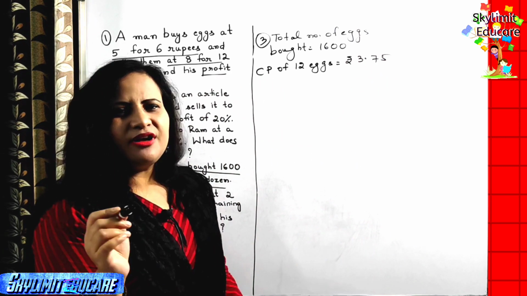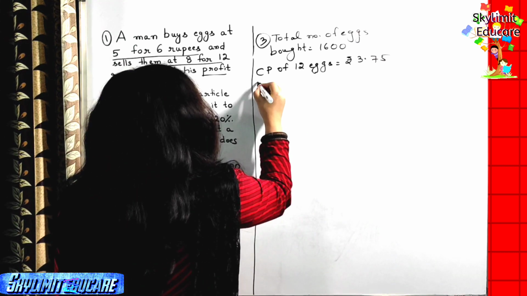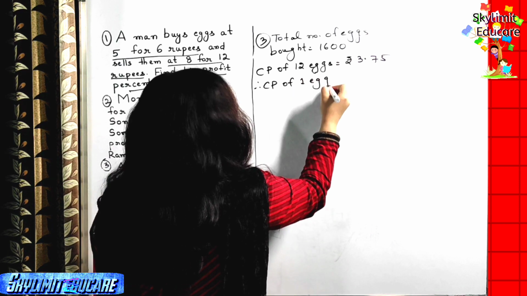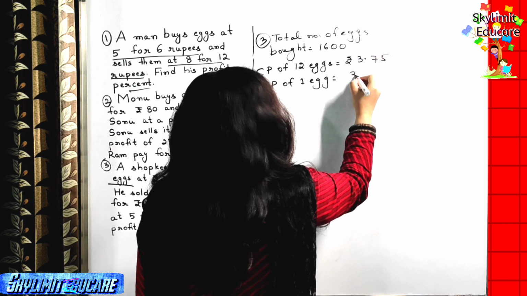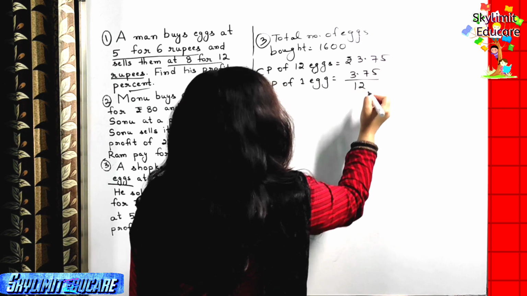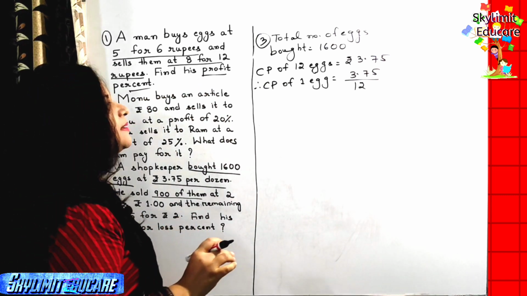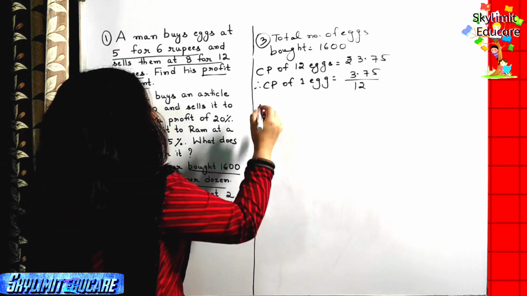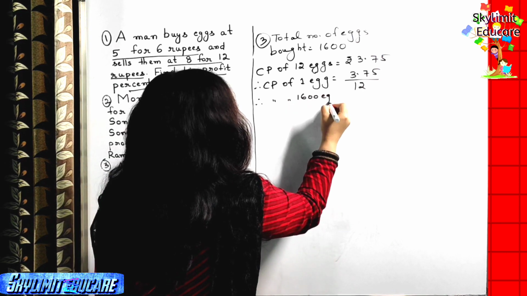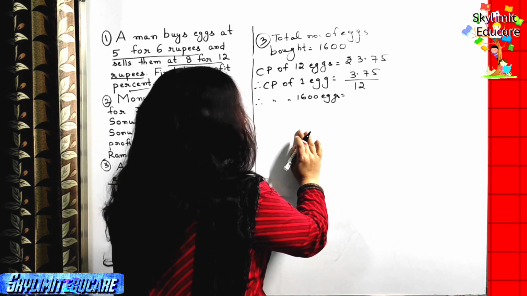Then we are supposed to find out the CP of 1 egg, right? So therefore CP of 1 egg, let us find out. That will be by unitary method. The second step is division. 3.75 divided by 12, right? Don't solve it now. Finally, we have to find out how many eggs did he purchase? 1600 eggs. So therefore, CP of 1600 eggs in total we will find out. Second step division, third step is multiplication, right?